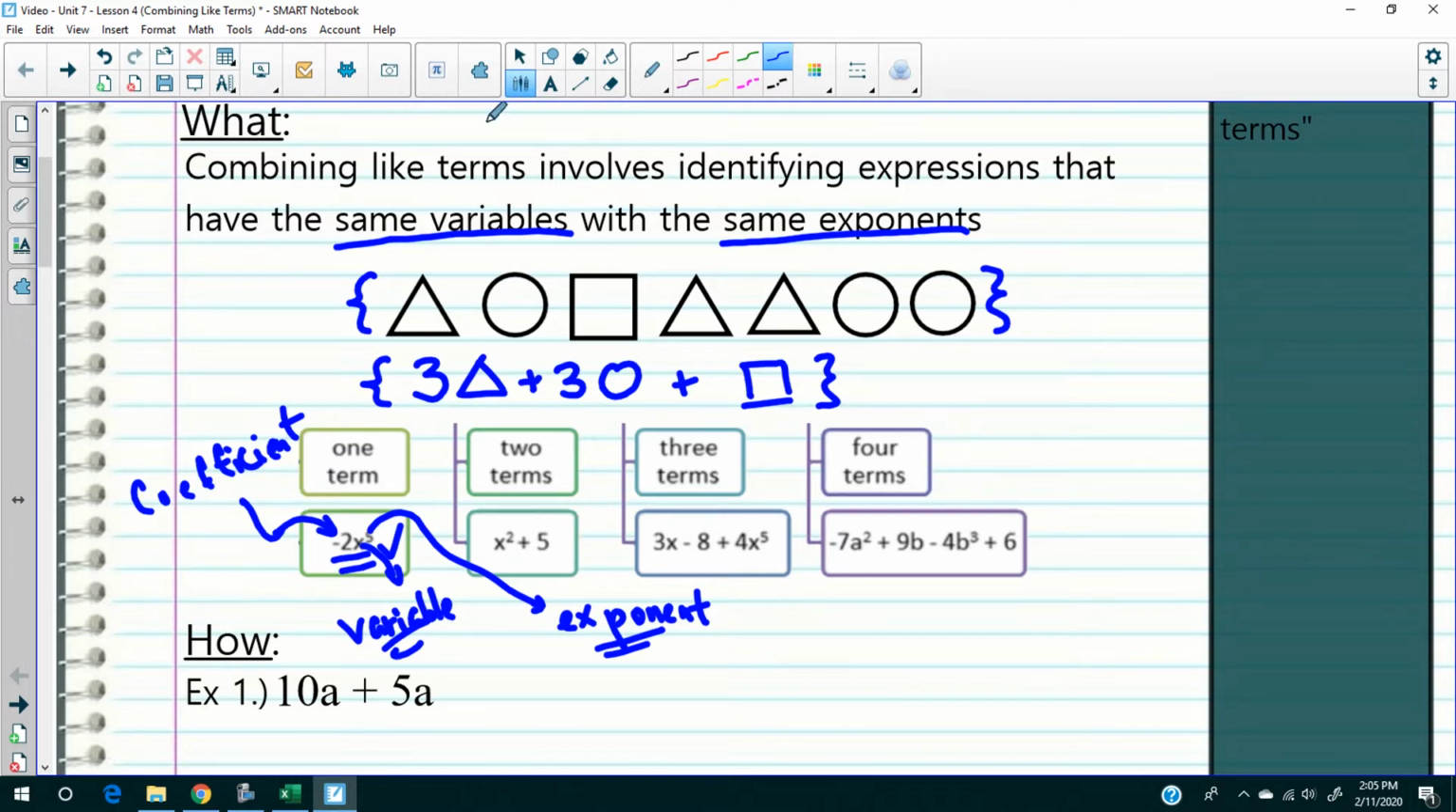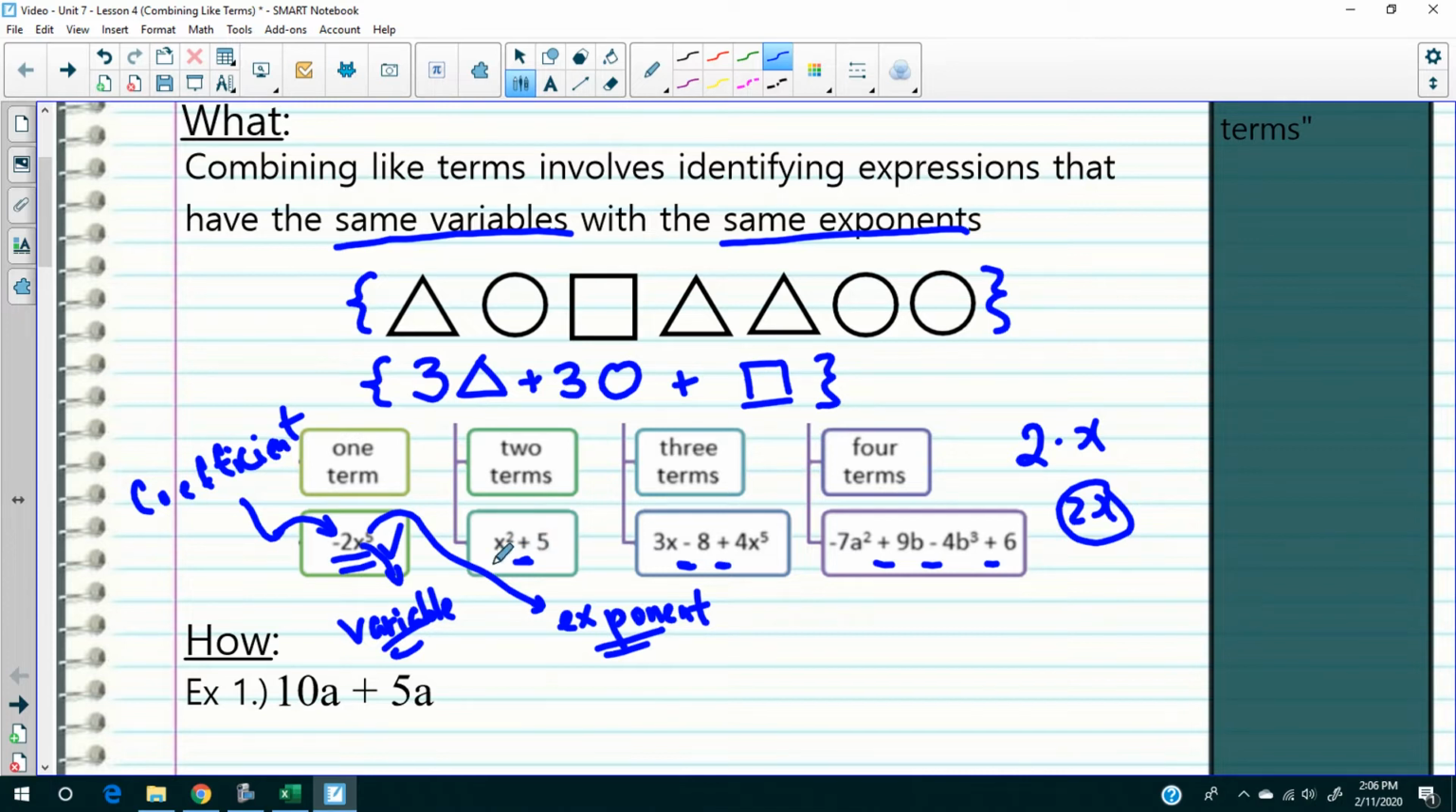So here we got two terms. Why? Because it's separated by a plus sign or a minus sign. So anytime a term or terms are separated, they're only separated by a subtraction sign or addition sign. So, got that? It's not multiplication and division. Because multiplication, I mean, think about this: if you take multiplication, 2 times x, what's that? That's 2x. That's one term.